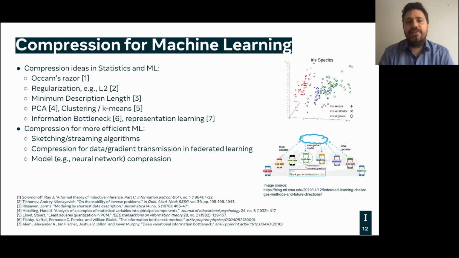Now, compression-related ideas have influenced machine learning and the sciences for quite a while. For example, the notion of Occam's razor, which states that simple theories should be preferred over more complex ones, goes back to the Middle Ages and was formalized into a mathematical framework in the 1960s. Other examples include regularization, the minimal description length principle, clustering, the information bottleneck principle, and so on. And furthermore, compression methods are actually already being used in machine learning, for example, in sketching and streaming algorithms, in gradient compression for federated learning, and also in model compression or neural network compression.